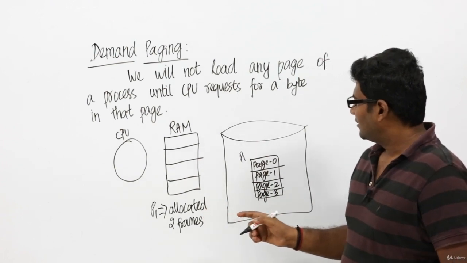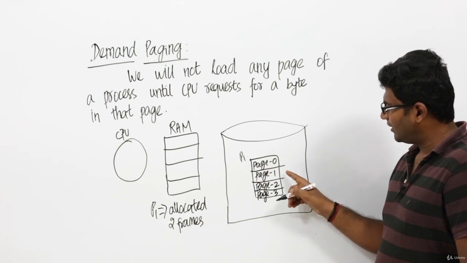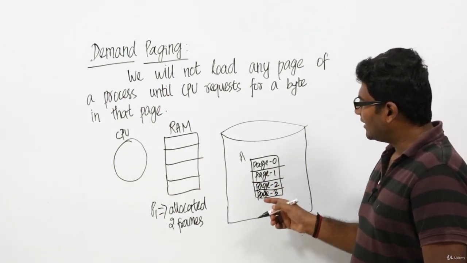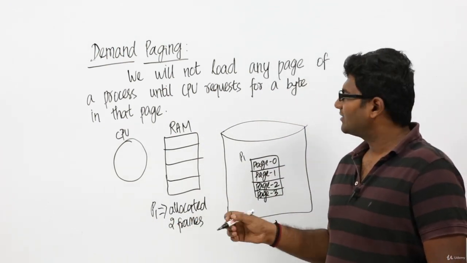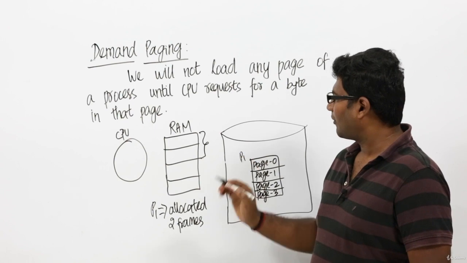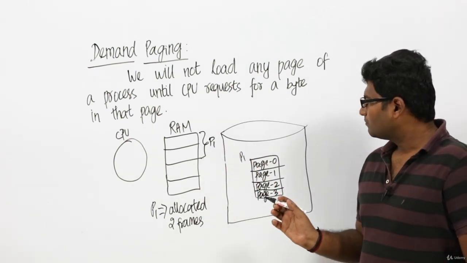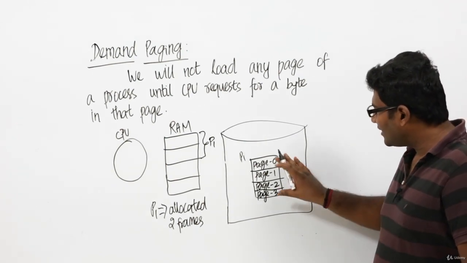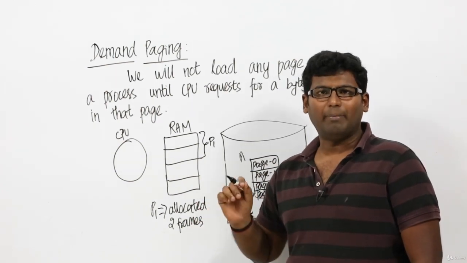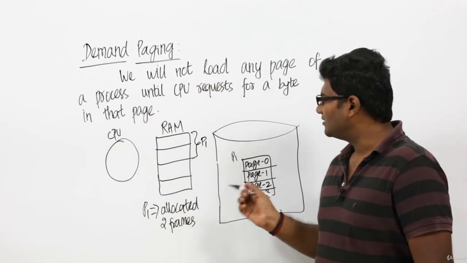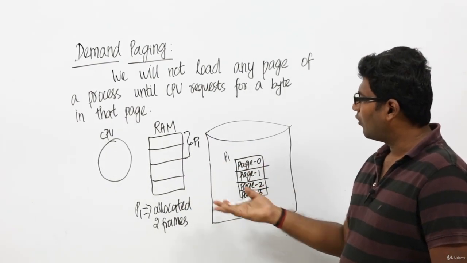See this. Let us assume we have a process P1 which has 4 pages named page 0, page 1, page 2 and page 3, and process P1 has been allocated 2 frames. Let us assume these 2 are the frames allocated to process P1. Now initially no page will be loaded inside the RAM until the CPU requests a byte in that page. As of now the RAM is empty, no page has been loaded.